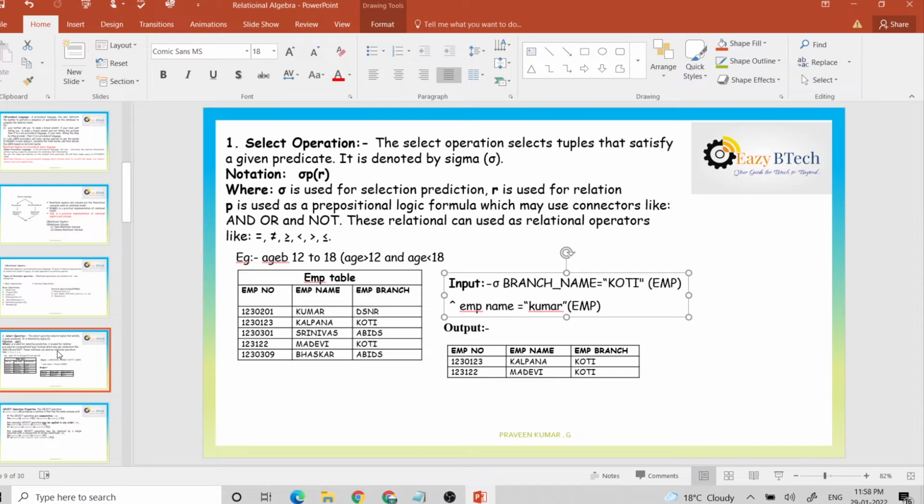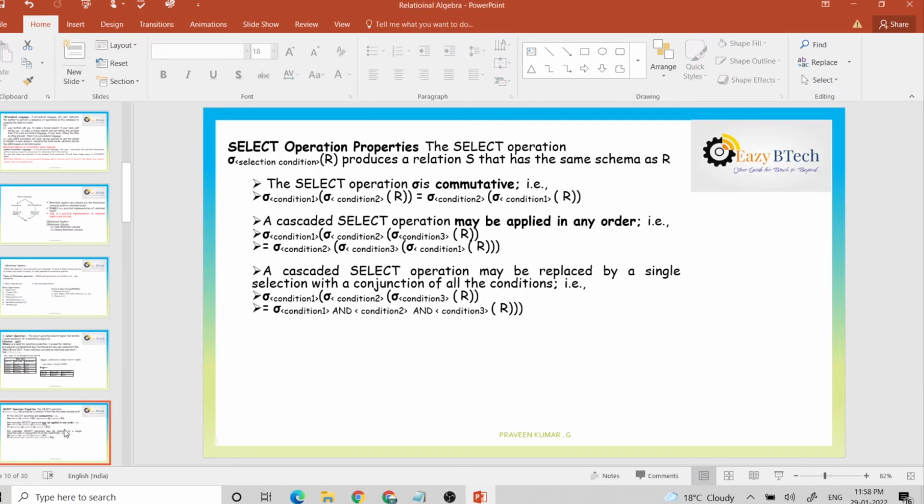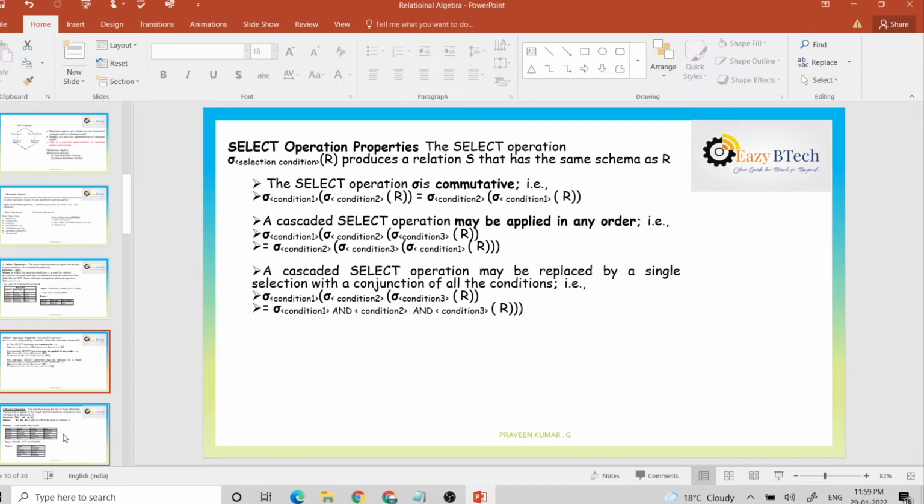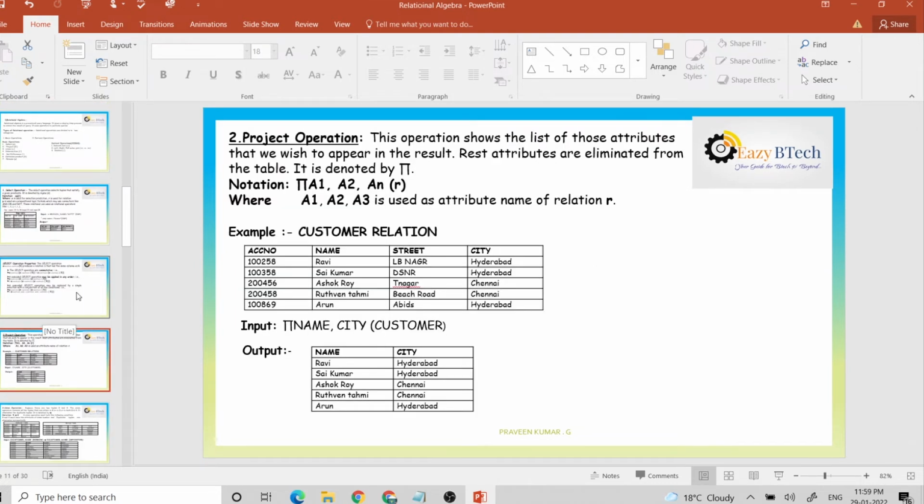Next one is select operation properties. The select operation takes a condition and a relation. The select operation is commutative. Commutative is nothing but A and B equal B and A. If you select condition 1 and condition 2, it means first you retrieve by condition 2 and then you apply the other condition. Here also it is the same thing. This is one operation, this is another operation. That is the commutative property.